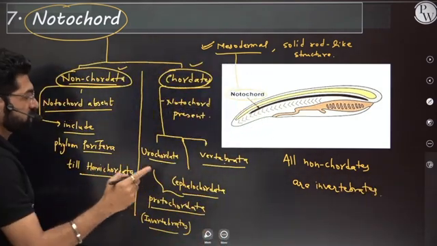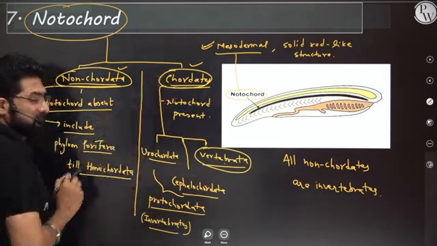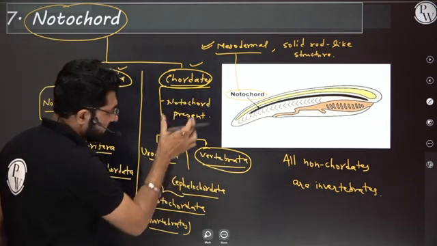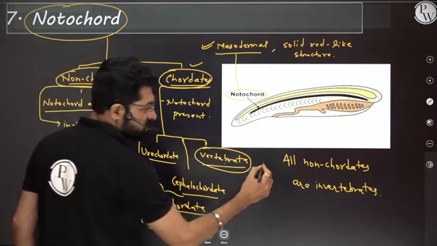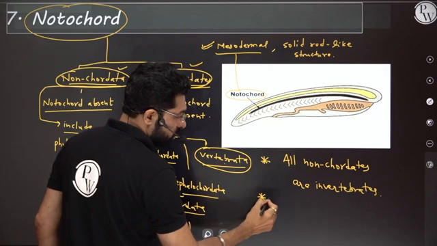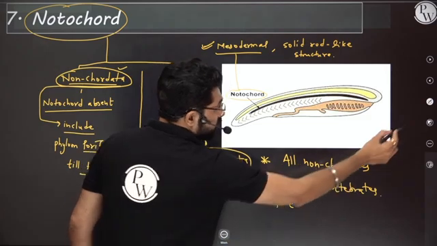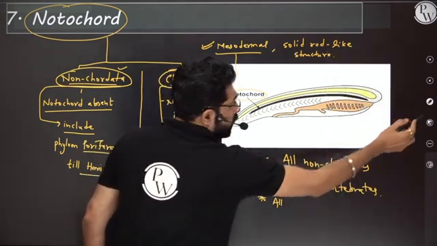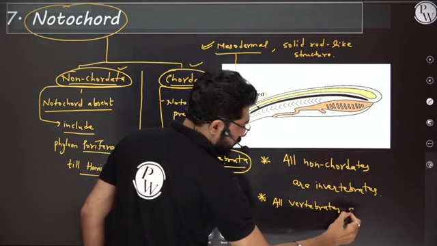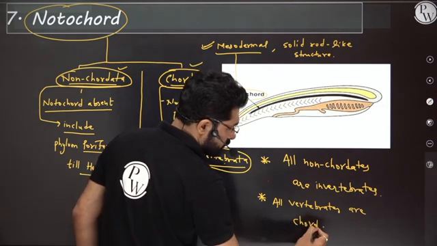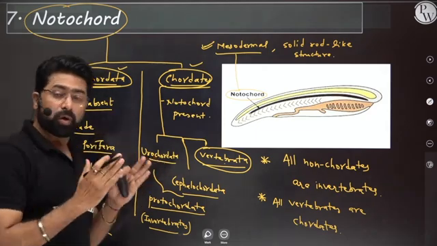Okay. Next question comes, are all chordates vertebrates or all vertebrates are chordates? So you can see all chordates can't be vertebrates. There are some invertebrates also. So all vertebrates can be chordates. So this is the next point you should remember. That is your all vertebrates are chordates. Hope you understood very well this classification now on the basis of notochord.